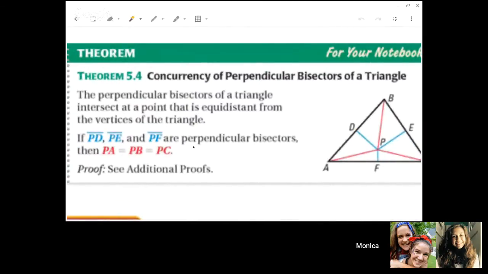So the perpendicular bisectors of a triangle intersect at a point that's equidistant from the vertices. So these perpendicular bisectors, where they intersect, I guess I didn't draw that very well in the picture. This point here, where they intersect in the middle, is a point that is equidistant from all of the vertices. So if we construct perpendicular bisectors, then the point where they all meet is where we'll find the middle, or the point that's equidistant from all of those vertices.